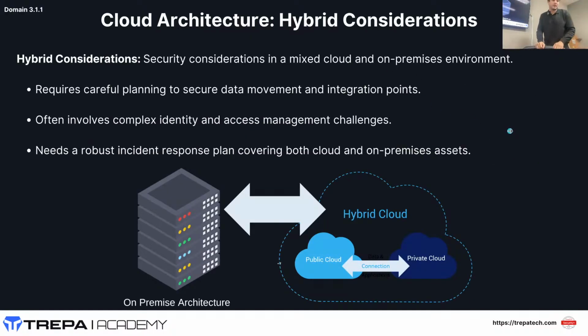Okay, hybrid considerations. So most organizations, if they're already established, don't just move everything to the cloud right away. They're still going to have on-prem infrastructure, and they're going to have some things in the cloud when it makes sense. Because the cloud is an operational expense, some things are cheaper to run in the cloud. It's also way more scalable and elastic.